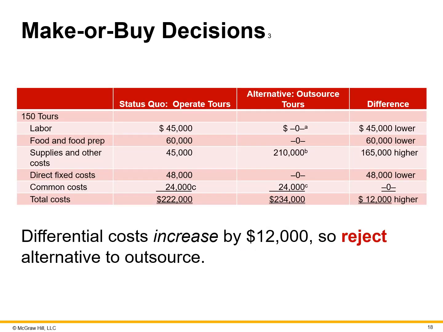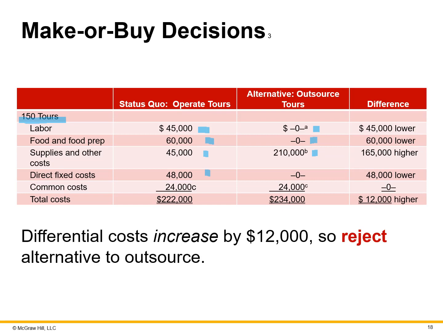If we operate the tours ourselves, then we're going to have labor cost and food cost and supplies of $45,000. We're also going to have direct fixed costs of $48,000. If we don't do the tours ourselves, then we're not going to have that labor, that food cost, and the $45,000 in supplies, but we will have the $210,000 paid to the other tour company. 150 tours times the $1,400 price that they gave us is $210,000. We're not going to have the direct fixed costs, but we still have the common costs.